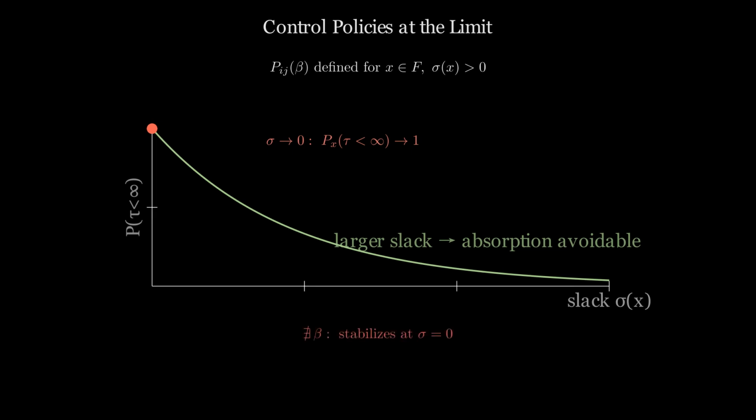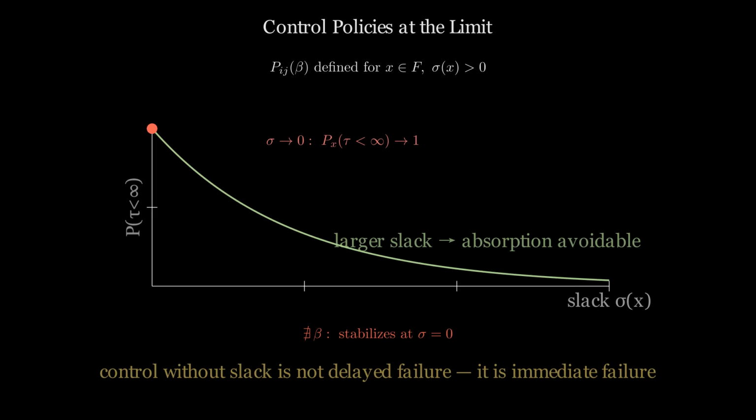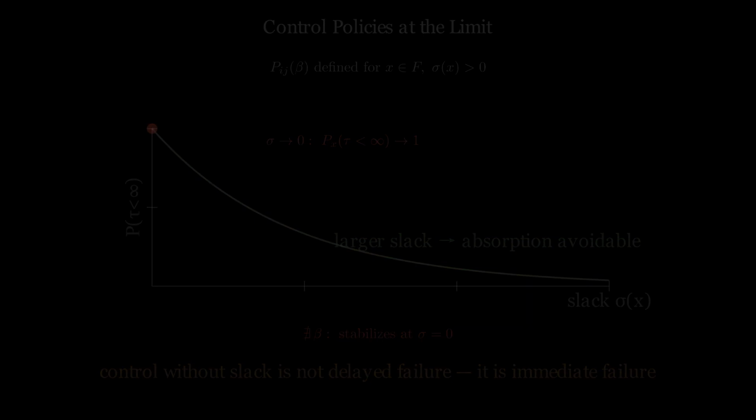The practical consequence is that system designers cannot rely on control policies to compensate for insufficient slack at the architecture level. Slack must be maintained by design through the choice of state space geometry, transition rate parameters, and recovery mechanisms before any policy is applied.